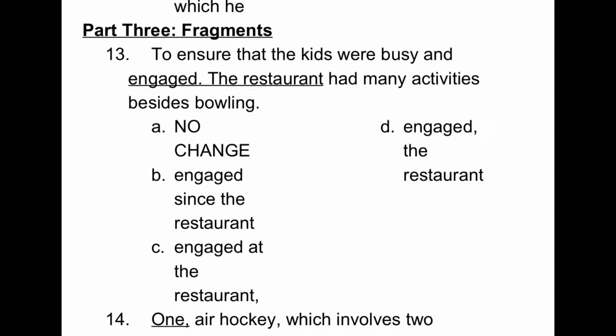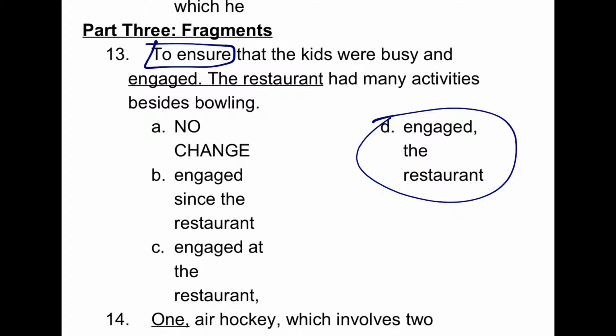In the fragments section, to ensure that the kids were busy and engaged, the restaurant had many activities besides bowling. D was the best choice here, just a comma, because to ensure is the beginning of this modifier phrase. It's a dependent clause. It's missing a verb, as is.